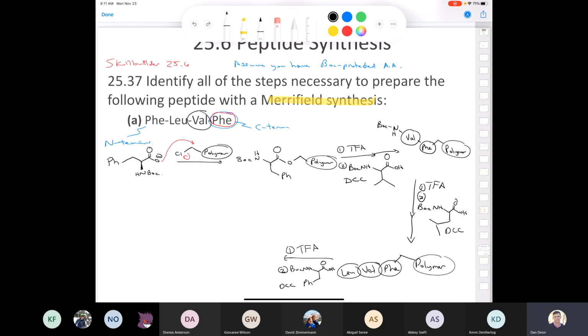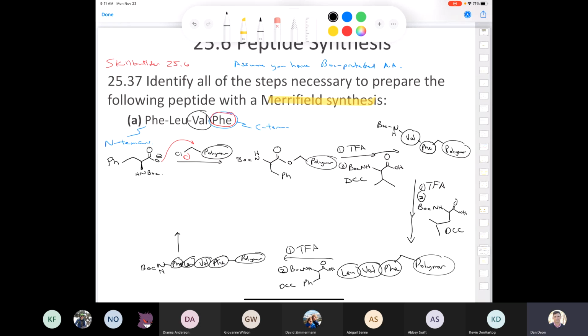Yeah. So we'll put our polymer. And we've got 1, 2, 3, 4. So we got phenylalanine. We got valine, we got leucine, and we have another phenylalanine, and then that's going to have a Boc on the end of it, isn't it? It's going to have the nitrogen, hydrogen with a Boc.